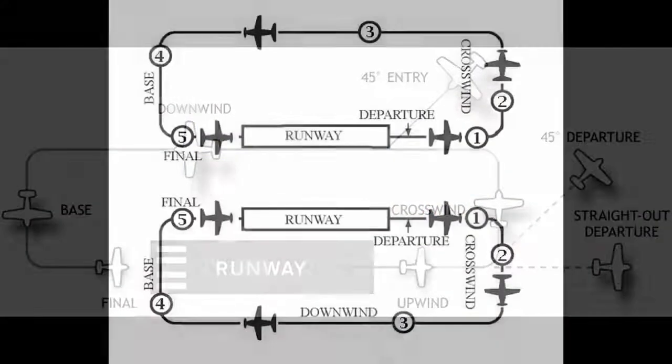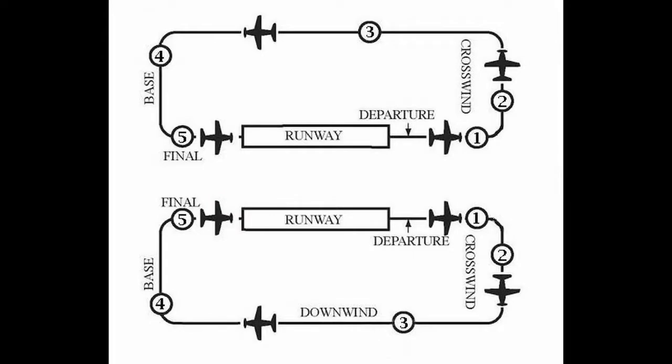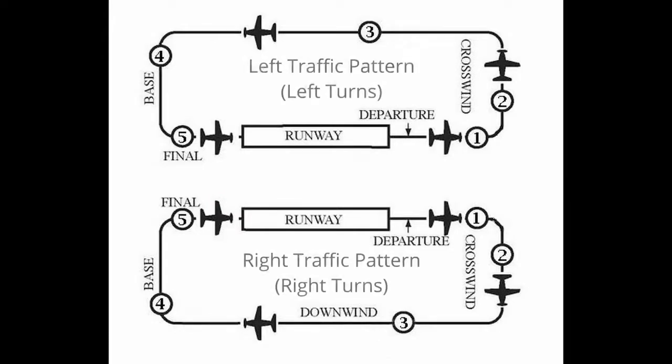Speaking of traffic pattern direction, remember that the direction of the traffic pattern is in reference to the direction of turns you're making while in the pattern. A common mistake for beginners is they think that left or right traffic corresponds to the side of the airport in which they are flying. However, that is incorrect. If you are instructed to make left traffic, you will be making left turns once established in the traffic pattern. Right traffic would be right turns once established in the traffic pattern.